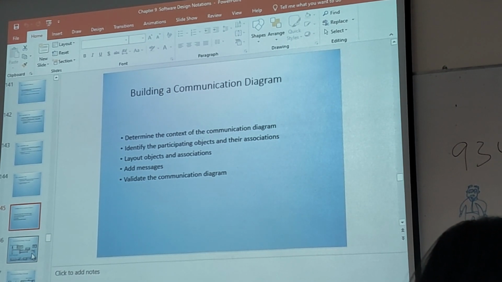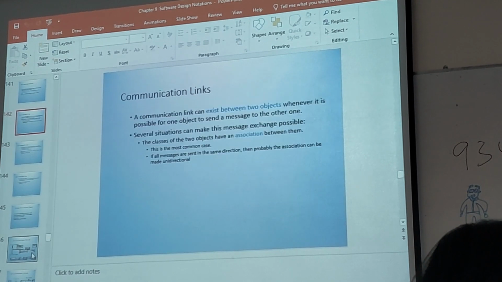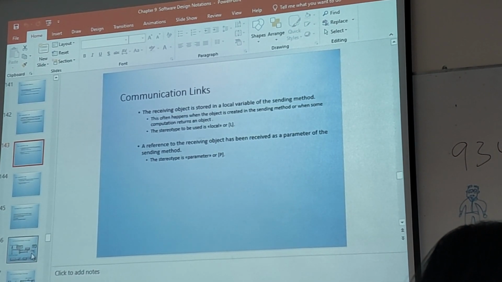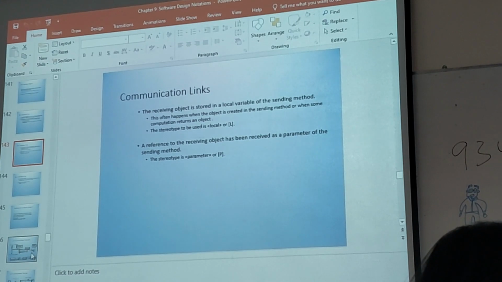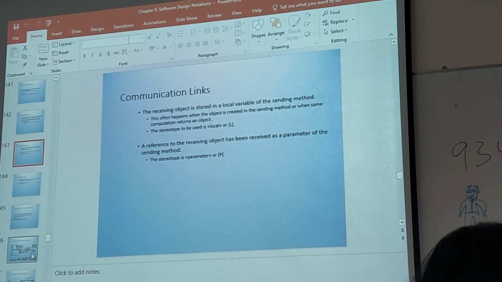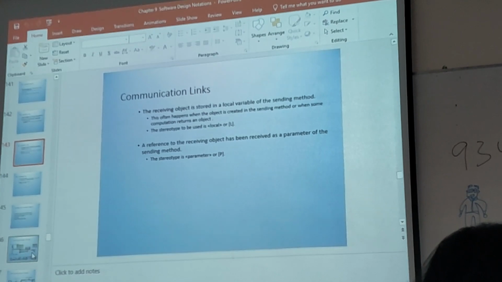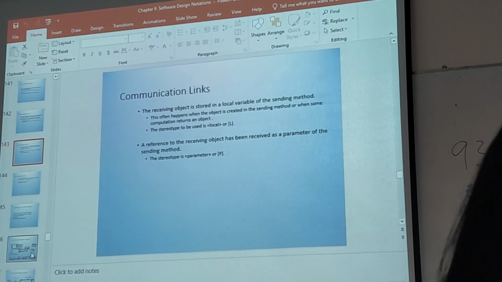So you can look at this one, how to build a communication diagram. This one is the explanation, so never mind, we just cover it again. The receiving object is stored in a local variable of the sending method. This often happens when an object is created in the sending method, or when a computation returns an object. The stereotype to be used is local or L. L stands for local, or you can use the full word local.